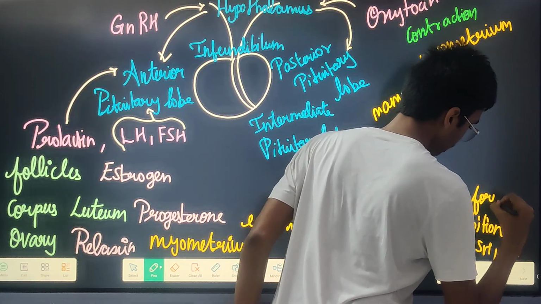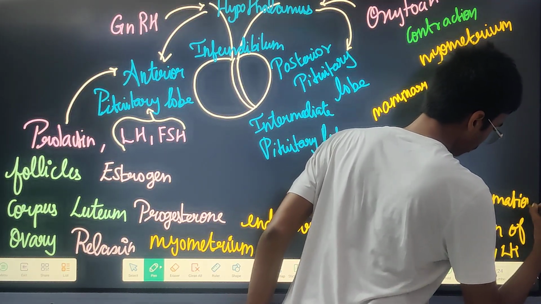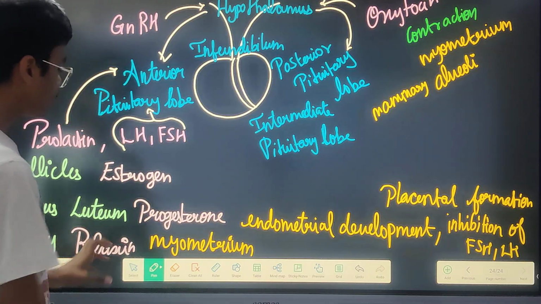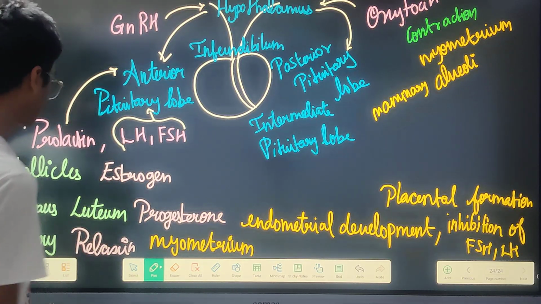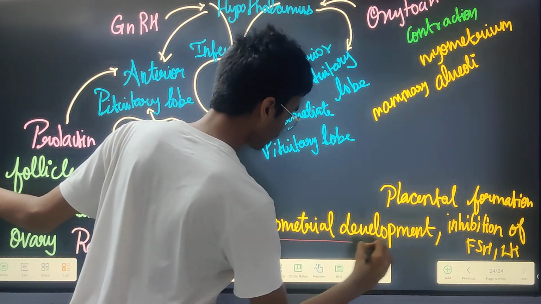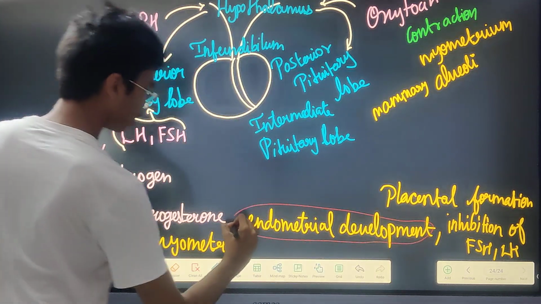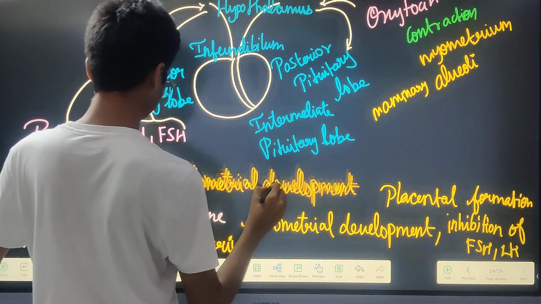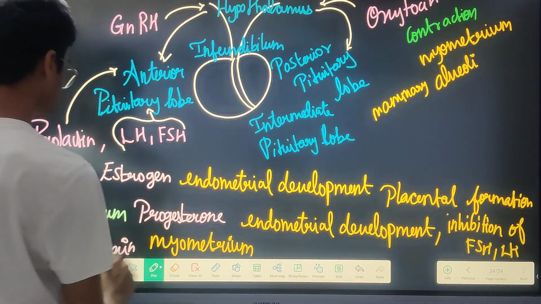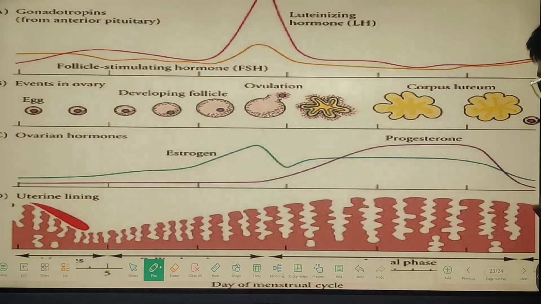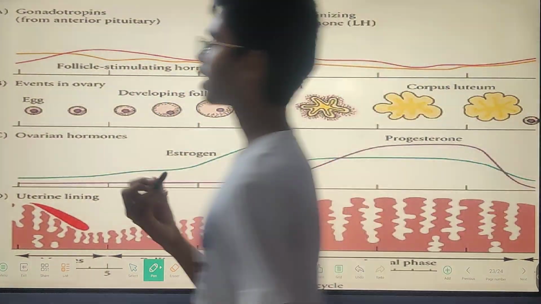By the way, the function of relaxin that is secreted by the ovary is actually to relax this myometrium. Then estrogen will also be helpful. It is also helping in the endometrial development. Now we will be coming here.